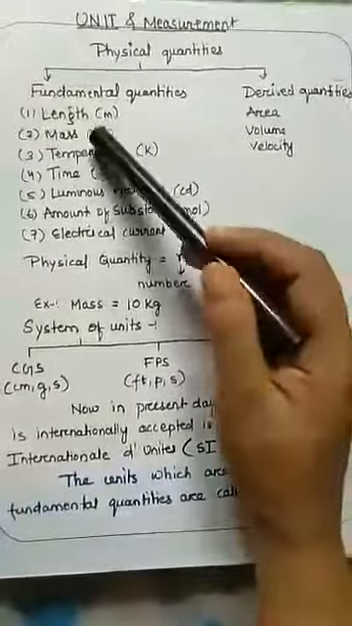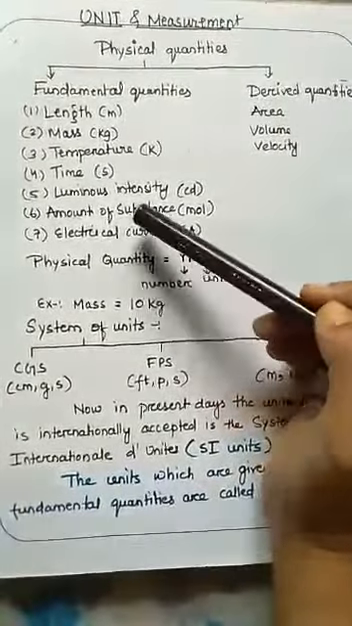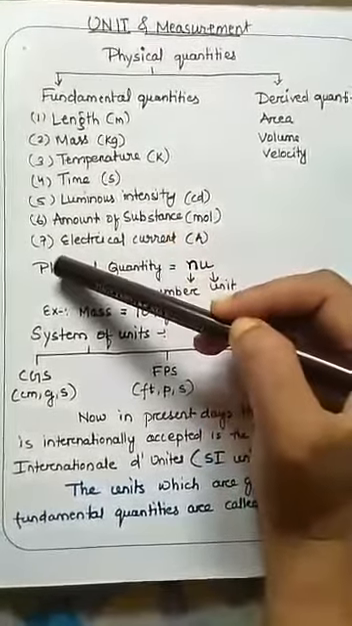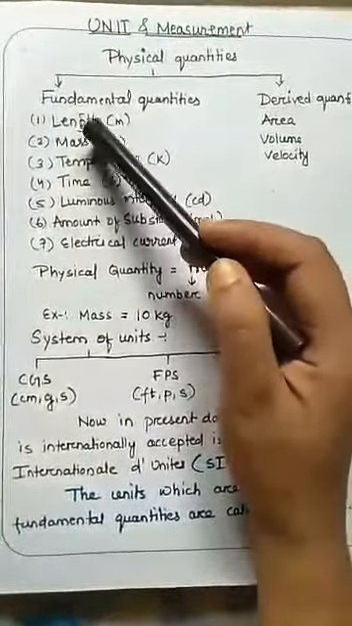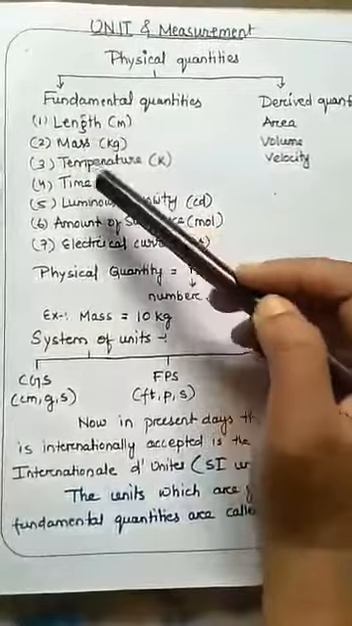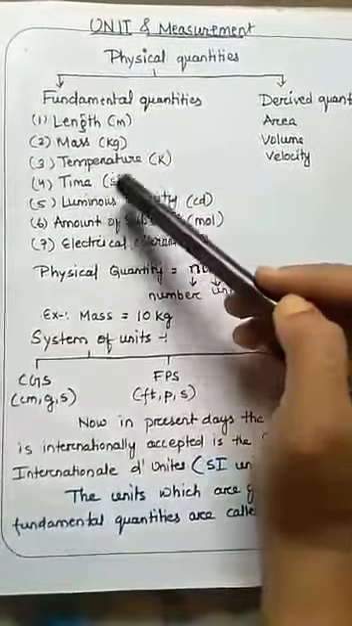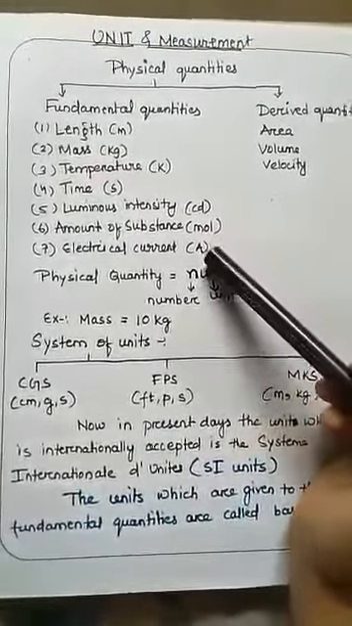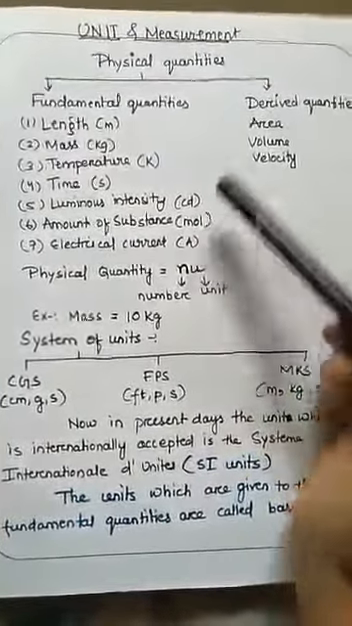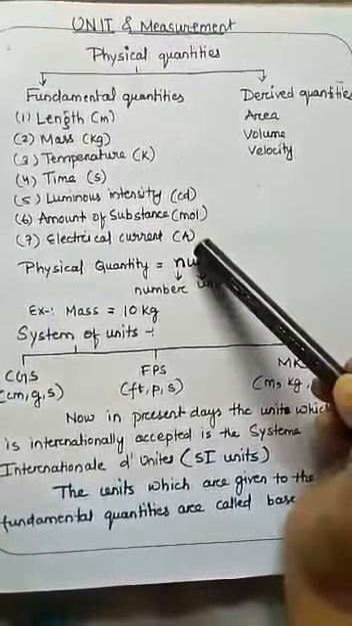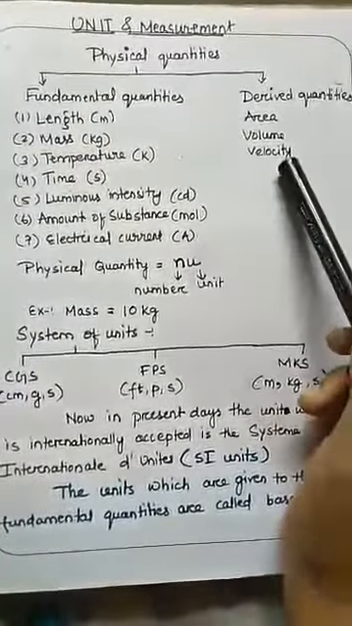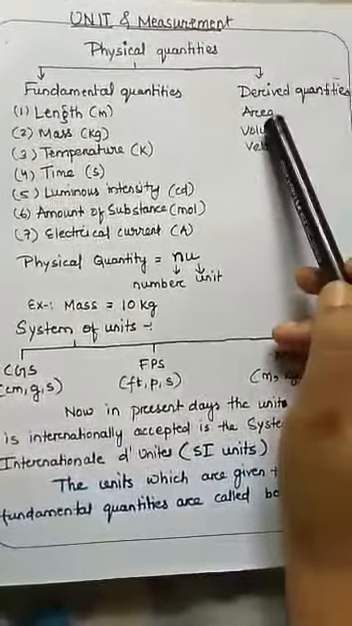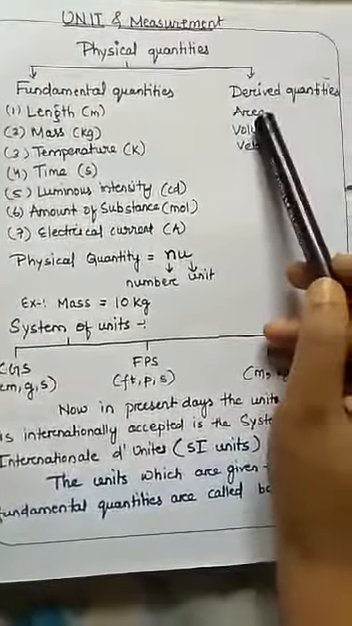So let us see what the fundamental quantities are. Here you can see I have written all the 7 fundamental quantities: length, mass, temperature, time, luminous intensity, amount of substance and electric current. Using these 7 fundamental quantities we can derive a lot of physical quantities. For example, I have written here area. How will we derive area?